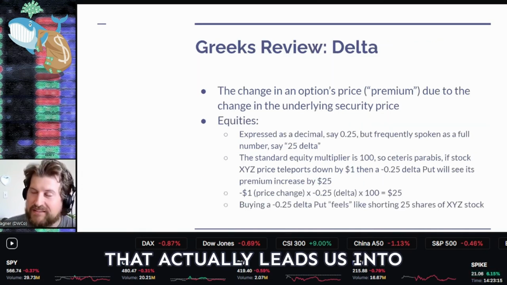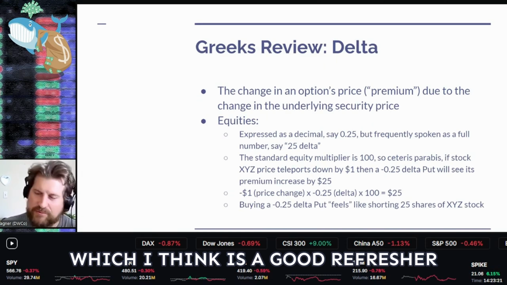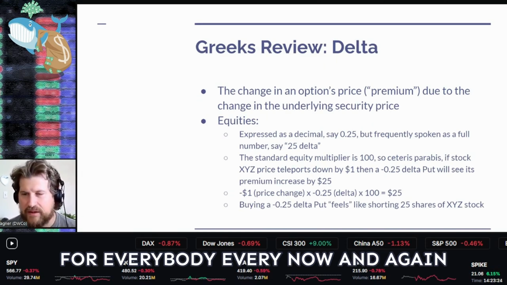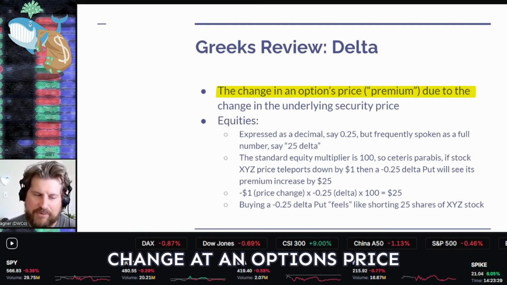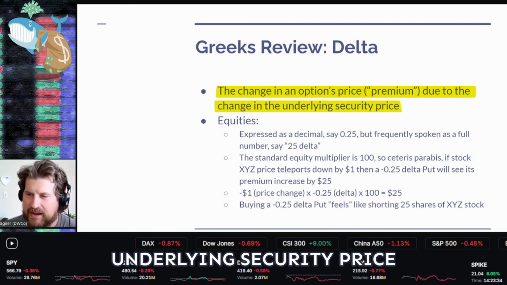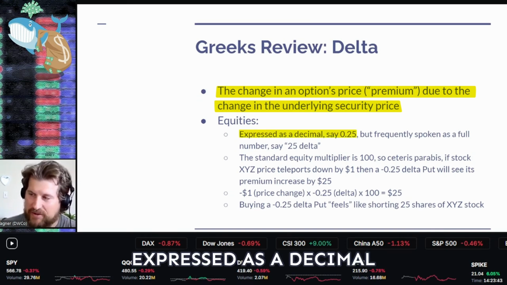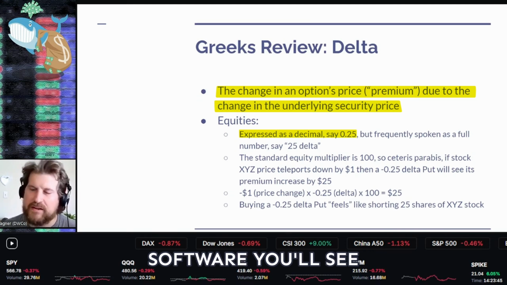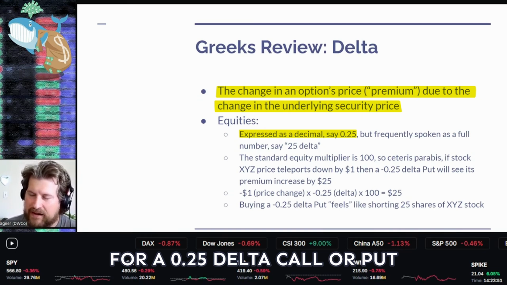And that actually leads us into just a general review of delta, which I think is a good refresher for everybody every now and again. So the definition of delta is the change in an option's price, which is called premium, due to the change in the underlying security price. In equities, this is typically expressed as a decimal. In your brokerage software, you'll see something like 0.25 for a 0.25 delta call or put.